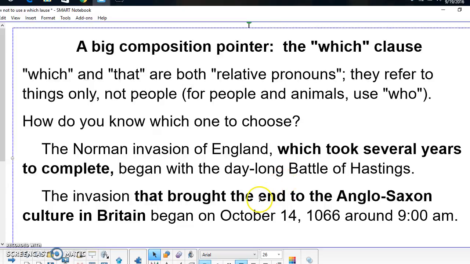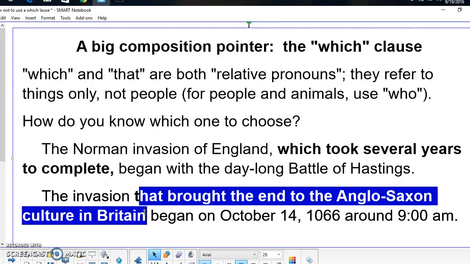But if the information in the clause is essential, I really need it to give you the main sense of my sentence, then I can't use a comma because I don't want my reader to take a break, and I can't use which because which introduces non-essential information. So which one am I going to use? I need a relative pronoun, that to the rescue. So the invasion, and here's my verb, the invasion began, but I don't know which invasion that is. Which invasion am I talking about? The one I'm talking about is the one that brought the end to the Anglo-Saxon culture in Britain.